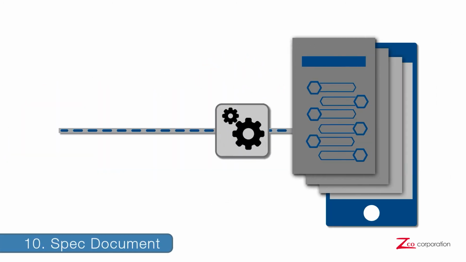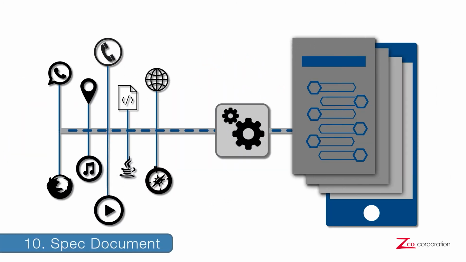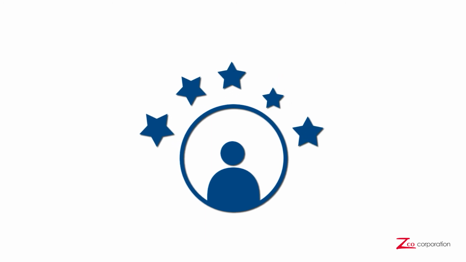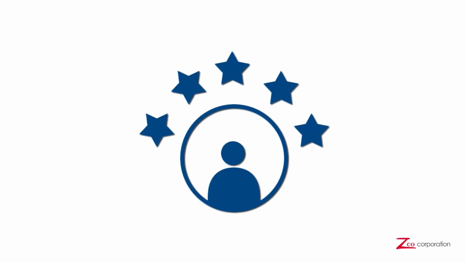Number 10. Spec Document. This is a detailed document that explains the app idea and walks through the functionality on each screen and how each screen connects to others. To get the most accurate estimate for your project, plan it out thoroughly and work with an experienced developer that truly understands the development process.